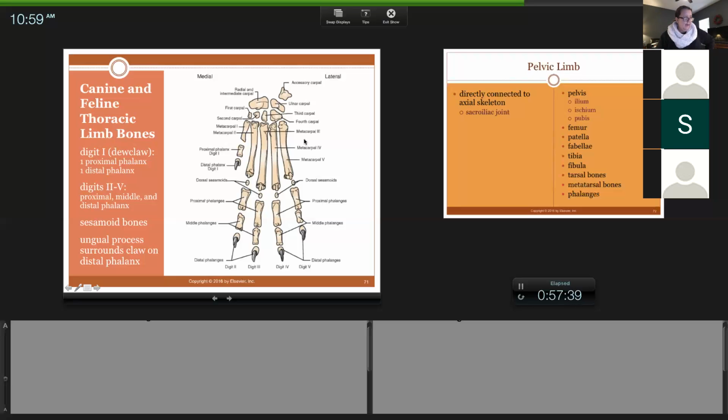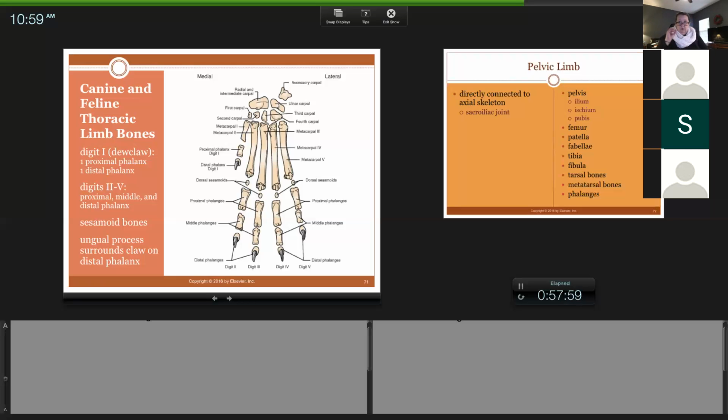Now, again, if we're looking at a horse, P1 would be the long pastern, P2 the short pastern, and P3 the coffin bone. So that's how this dog paw image translates to a horse limb.